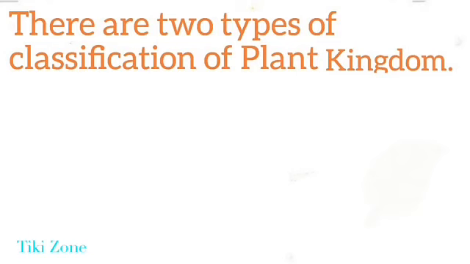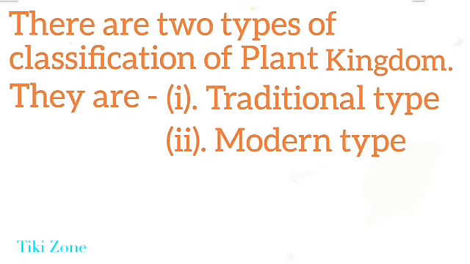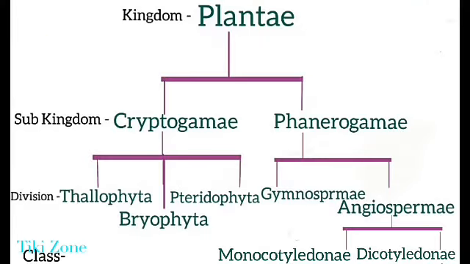There are two types of classification of the plant kingdom. They are traditional type and modern type. First, let us discuss what is traditional type. In traditional type, kingdom Plantae is divided into two subkingdoms, namely Cryptogame and Phanerogame. Then subkingdom Cryptogame is divided into three divisions: Thallophyta, Bryophyta and Pteridophyta. And subkingdom Phanerogame is divided into two divisions, Gymnosperm and Angiosperm.